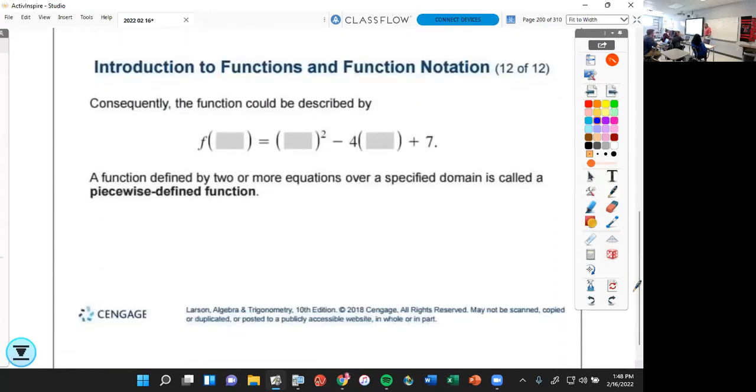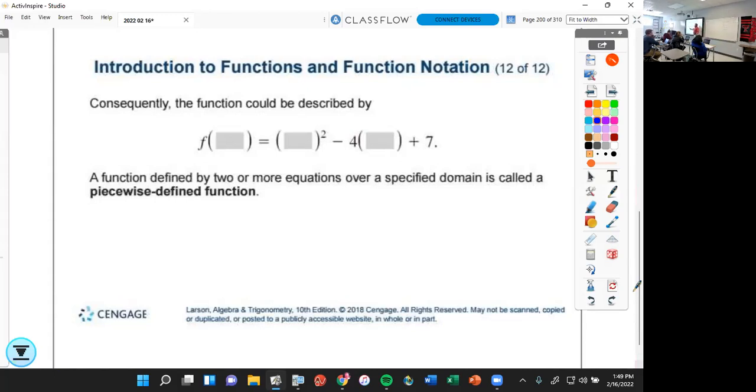This slide just says, you know what, I don't care what variable you use. This is like the second grade level: f of box equals box squared minus 4 box, whatever. I don't care what variable you put in there, it doesn't really matter. But they all have to be the same, right? As long as you know what they mean.